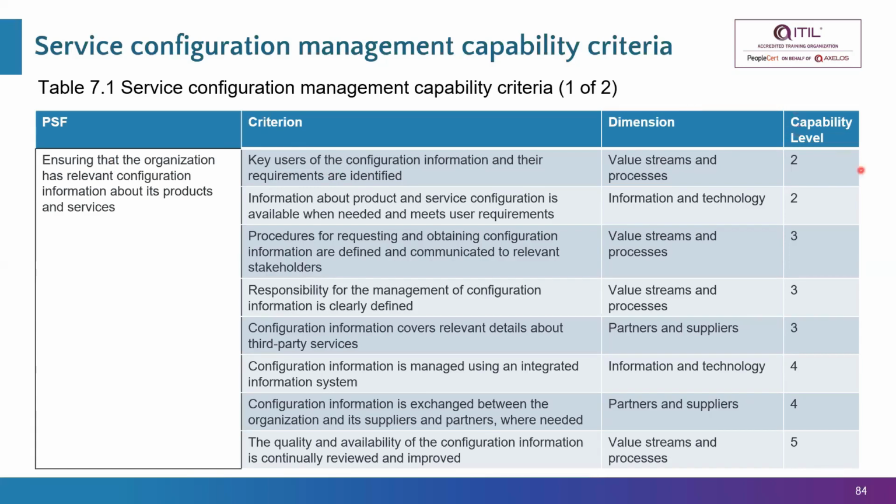So we see entries which are level 2, level 3, level 4, and 5, as well as the different dimensions also. So therefore, what would happen is there would be some of the dimensions and some of the levels applicable as criterion for each PSF. So let's look at each one of them.